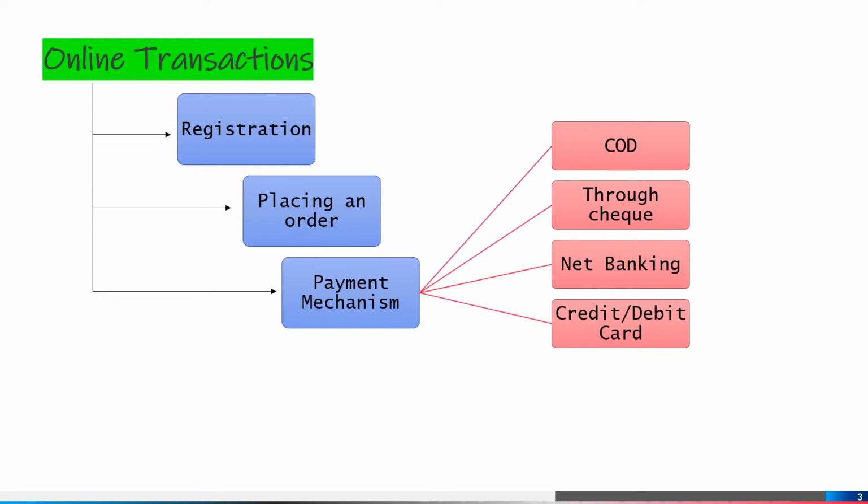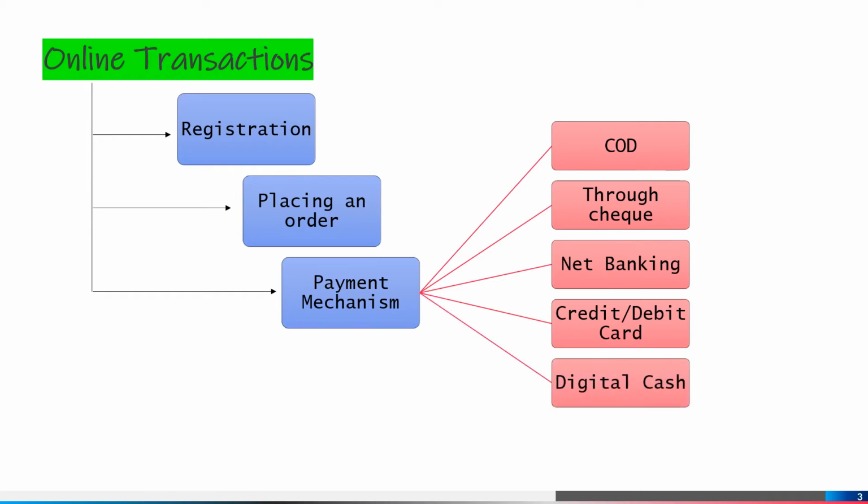Credit or debit card. So these cards are a commonly used medium for online payments. 95% of the online payments are made through credit cards or debit cards. This is such a convenient way which has been developed. Definitely it has played a very important role in taking online businesses so far.